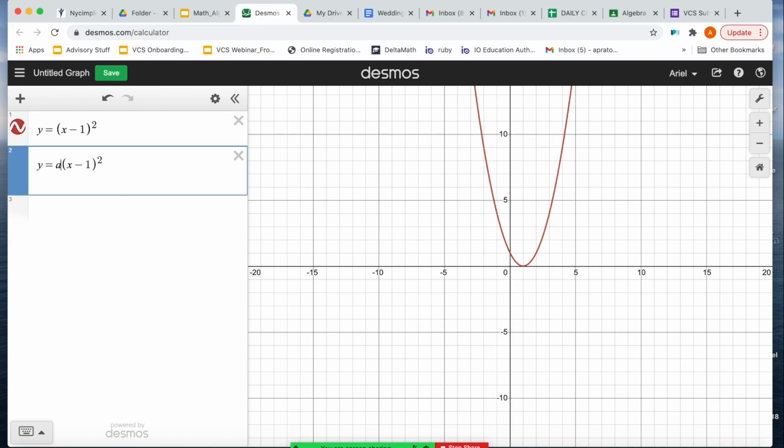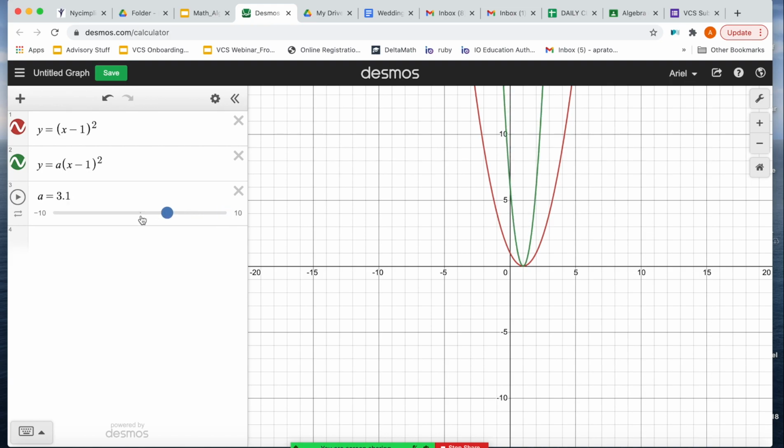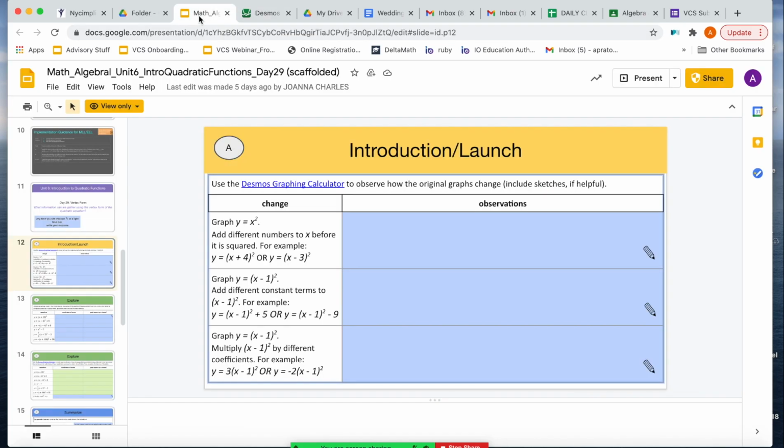So let's use the slider and just play around with it. What happens if I change that term outside? I know from previous lessons this makes sense, right? It gets narrower, it gets wider when we get between 0 and 1. It flips in the negatives, the actual graph, but does the vertex change? Interesting. Okay, so then you can go ahead and jot down your observations here.